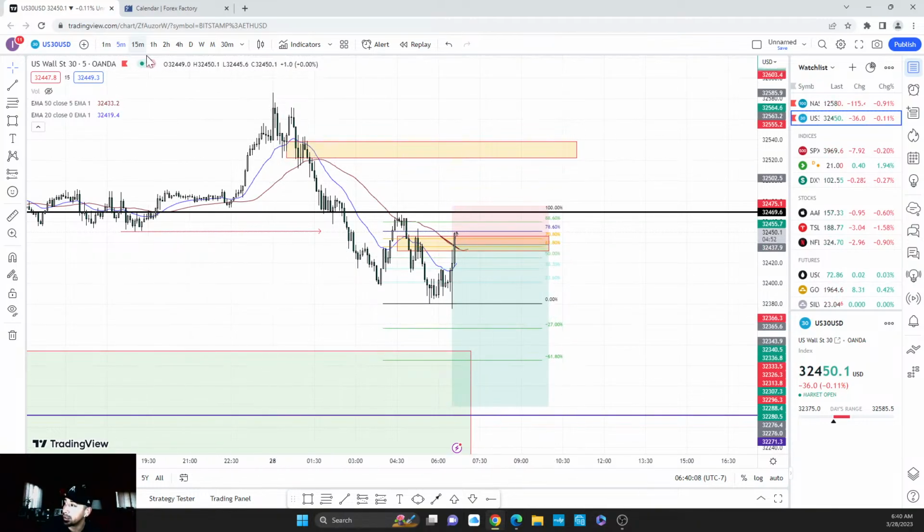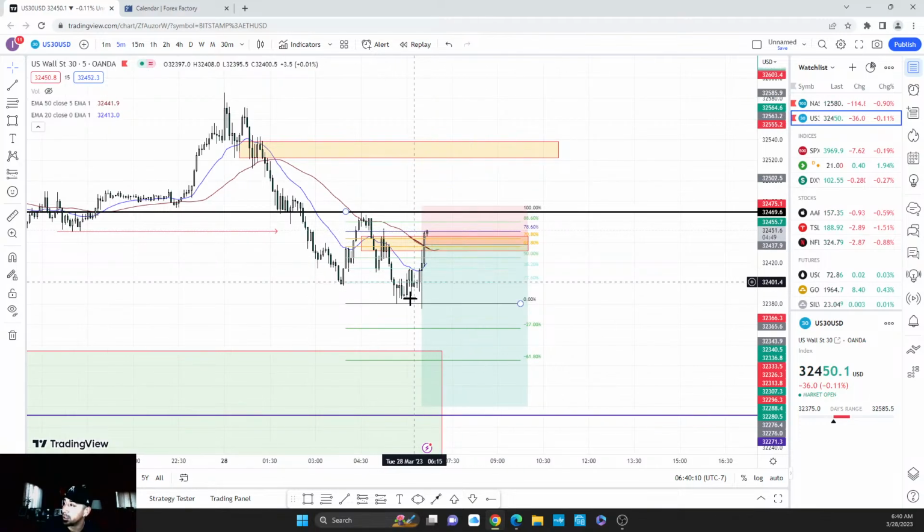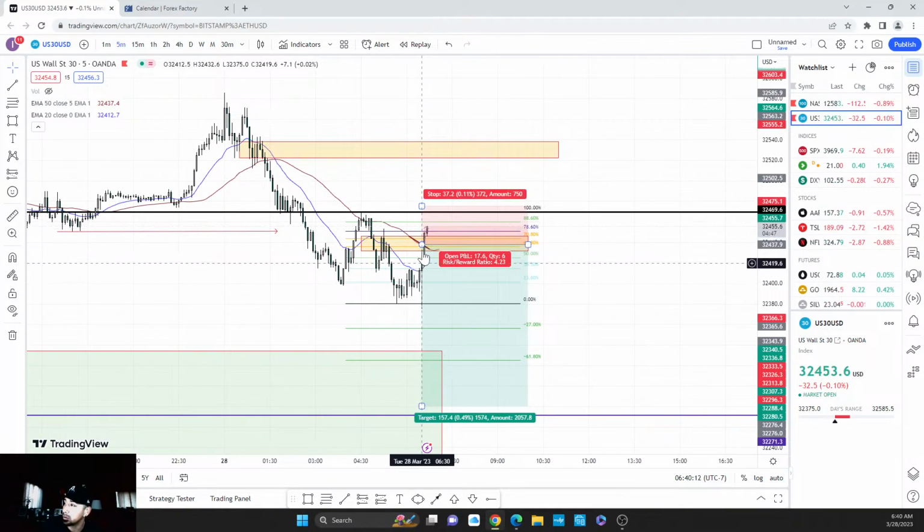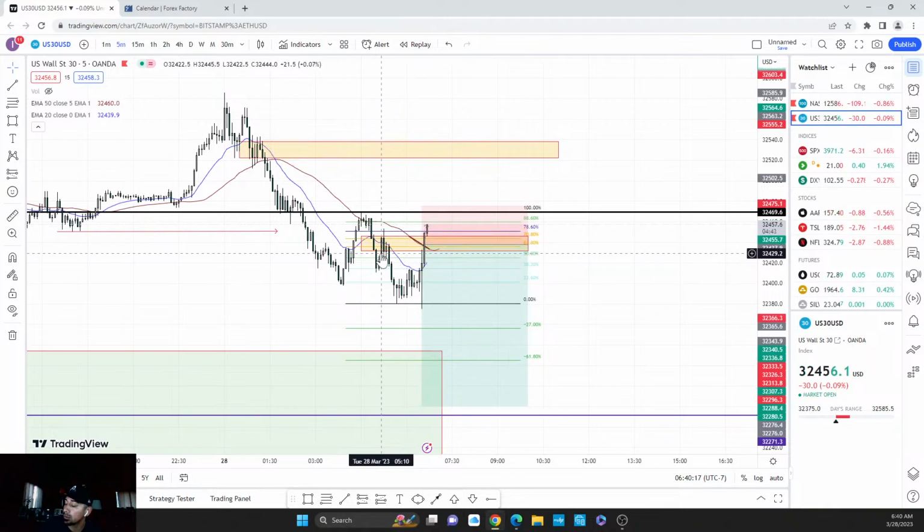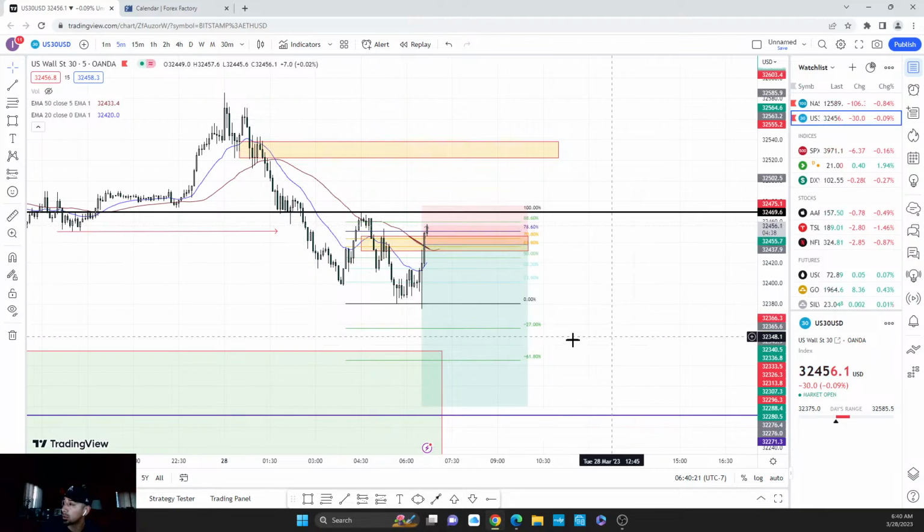Yeah, I don't like the way the 5 minute looks. Big 5 minute rejection candle, right? Then a huge engulfing candle. These two candles basically took out what, 2 hours. So let's see what happens.